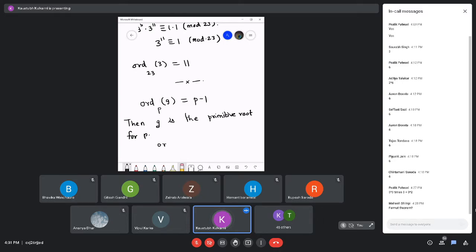For example, order of 2 mod 5. What is the order of 2 mod 5? Find it.